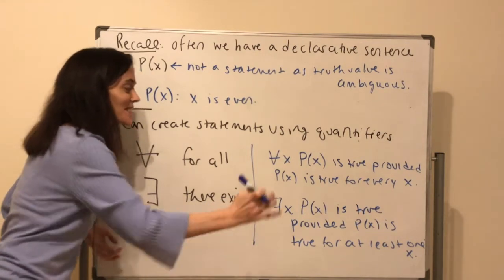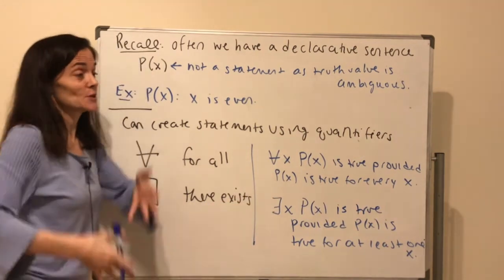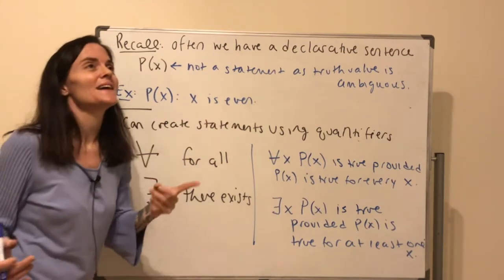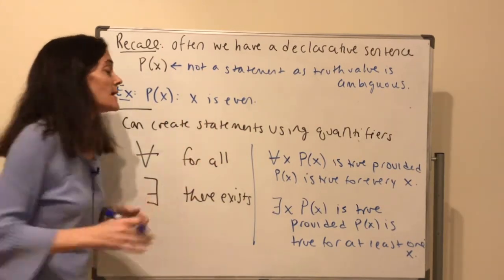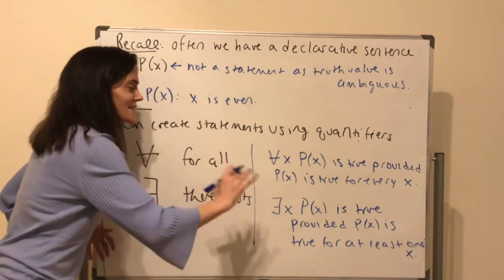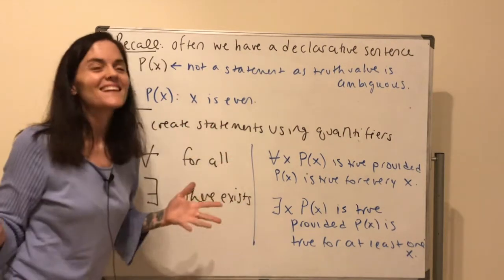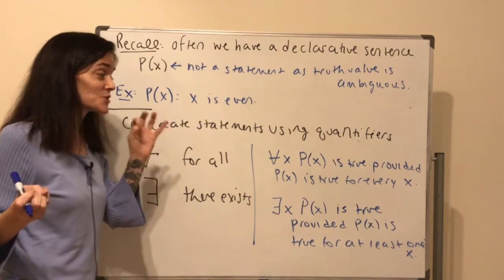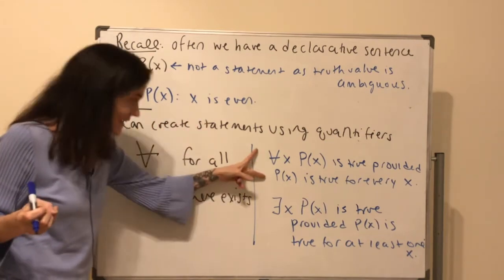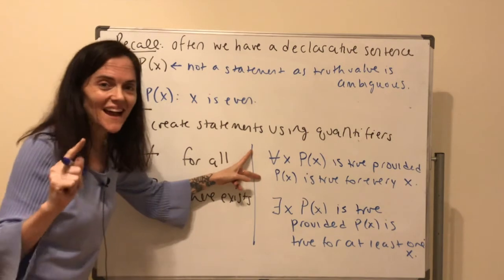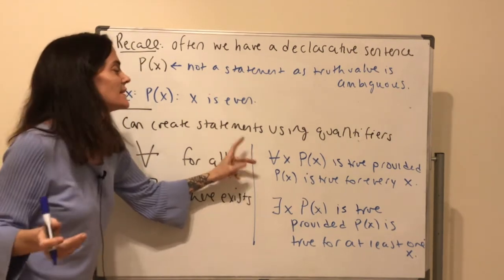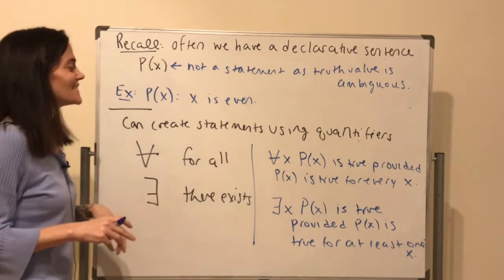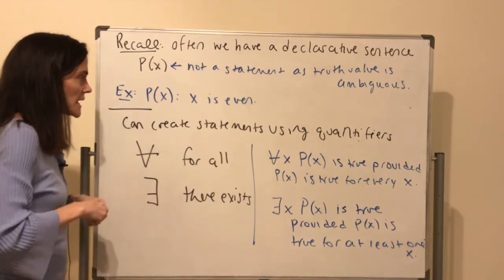Now, it could be the case that P of X is true for every single X, and there exists X, P of X is still true. It means there's at least one. There could be 10. There could be exactly one. There could be infinitely many. There exists X, P of X is true. But for the for all, the only time this is true is when the expression P of X is true for every single X. And if this fails even one time, then for all X, P of X will be false.